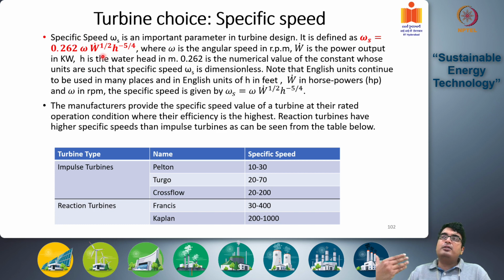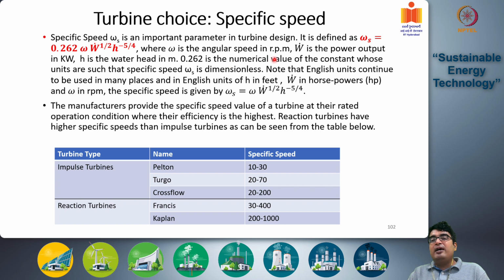But this kind of number has been developed by hydropower engineers to specifically discuss and compare different designs of turbines and their suitability for different types of hydropower locations. So here omega is the angular speed in revolutions per minute, W dot is the output power in kilowatts, H is the water head in meters. Okay, so H will be in meters, W dot in kilowatts, omega is in RPM.